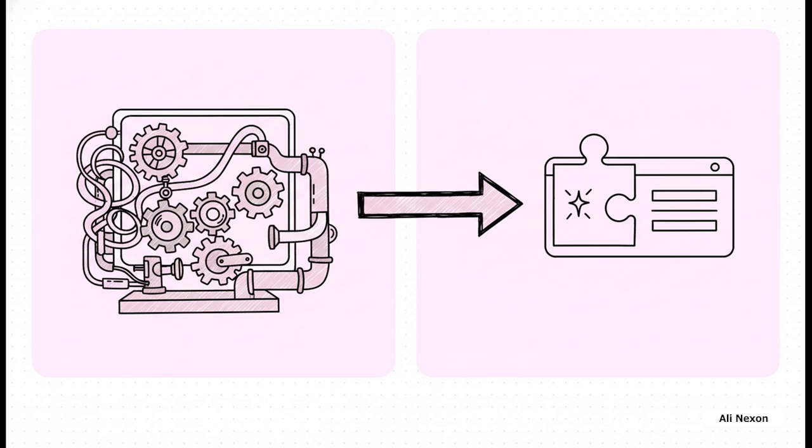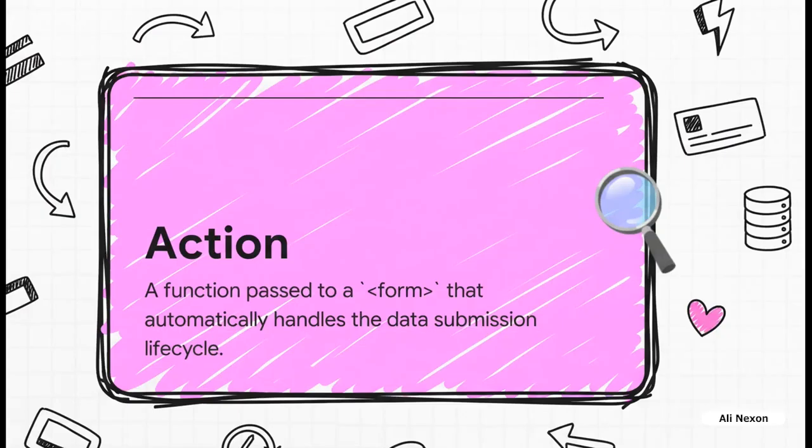And then, on the right, you have the new way with Actions. It's just clean, it's declarative. It's like a single puzzle piece that just fits right in. You just pass a function, an action, straight to the form's action prop, and boom, all that complexity just melts away. So what is an action, really?